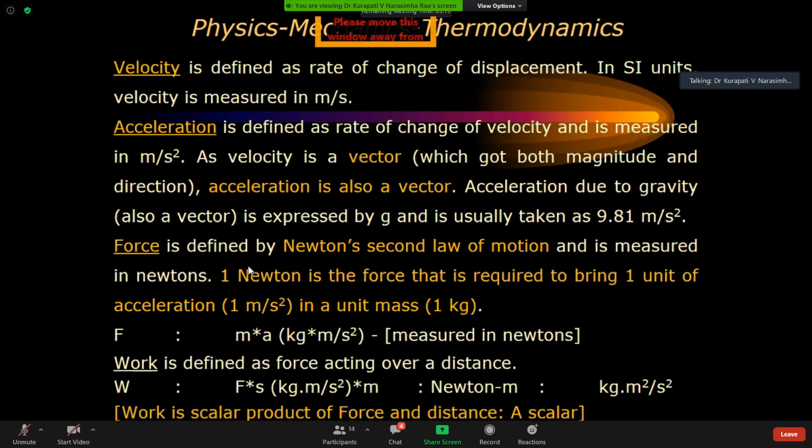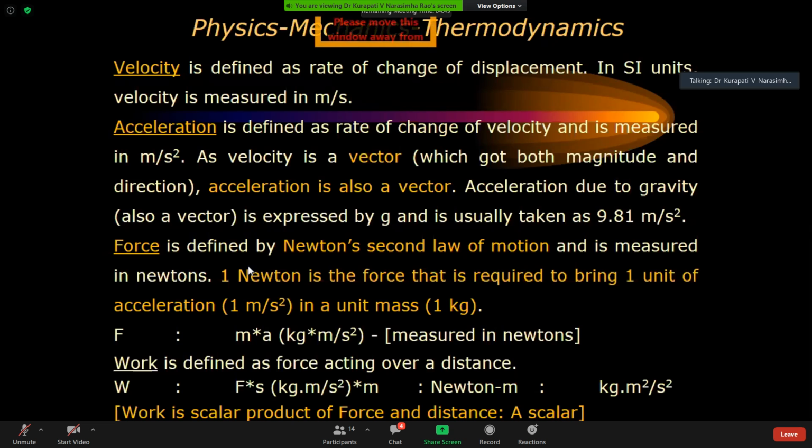And please remember, this acceleration due to gravity is not an exact value. It changes from one place to another, but only in a very, very marginal way. At the polar region, it is slightly more. At the equator, it is slightly less. But overall, on Earth, if you want to use this acceleration due to gravity, you can take the value as 9.81 meters per second square.